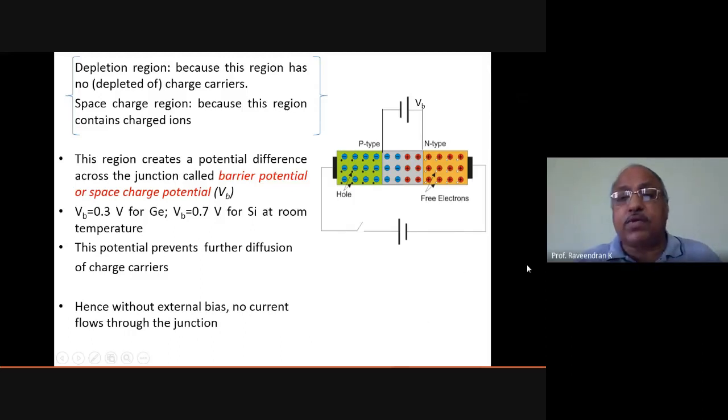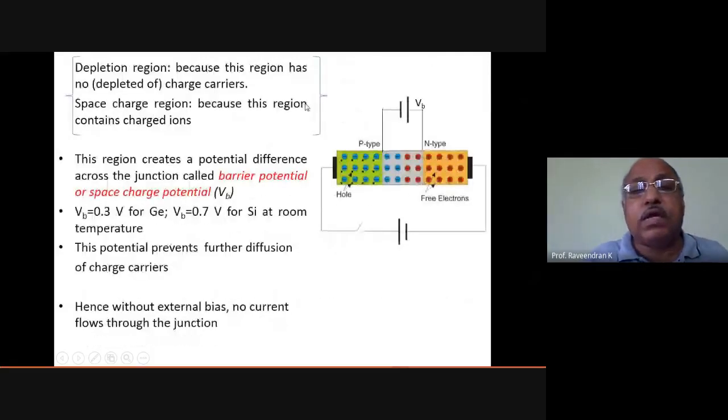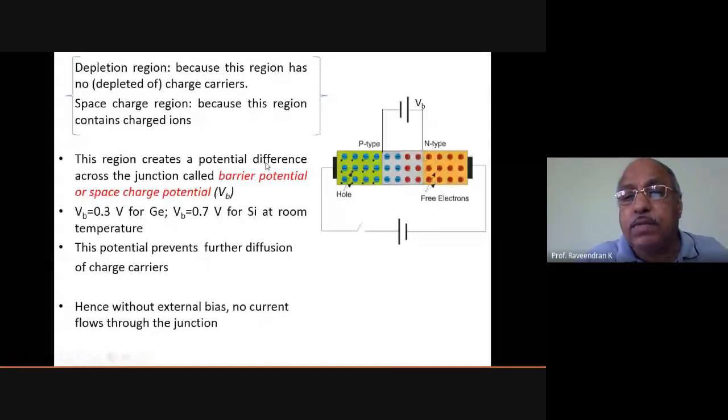Then at that particular condition, that kind of operation of the diode is called the forward bias condition. If this particular diode is forward biased, the p-type material is connected to the positive polarity of the battery or source of EMF, and the n-type is connected to the negative side of the source of EMF. That particular connection is called the forward biased connection or forward biasing of the PN junction.